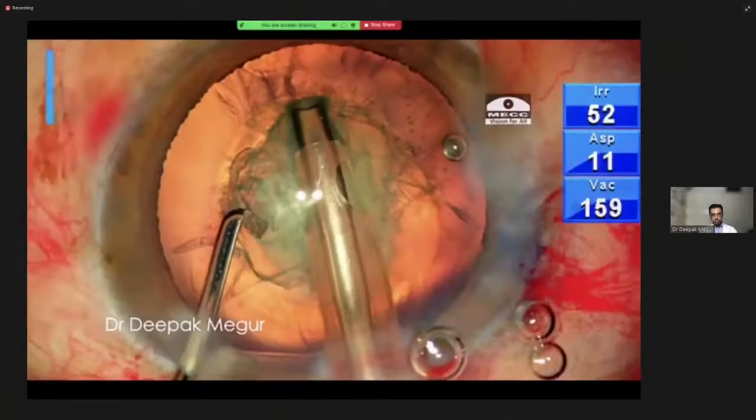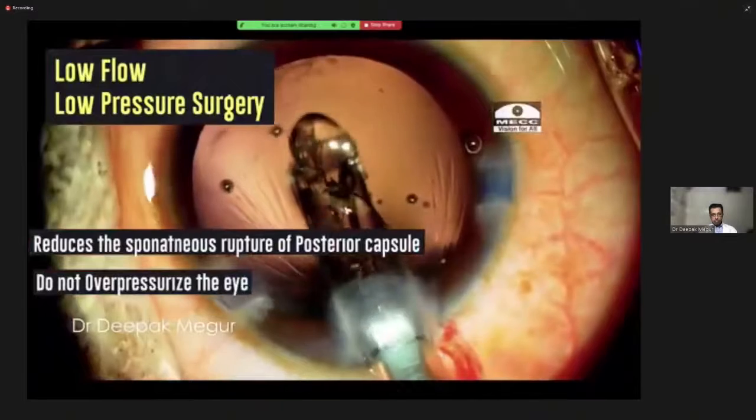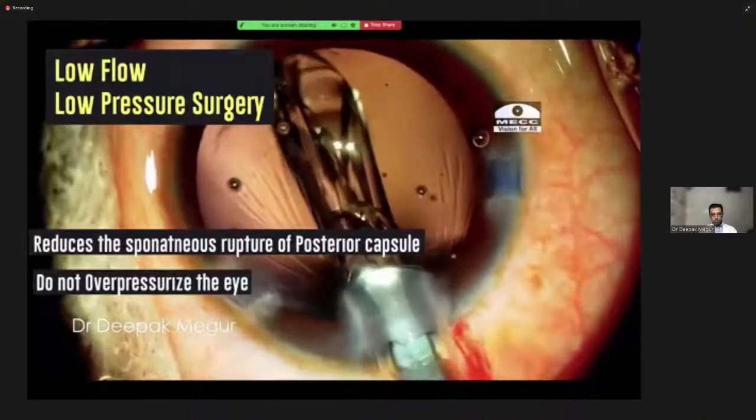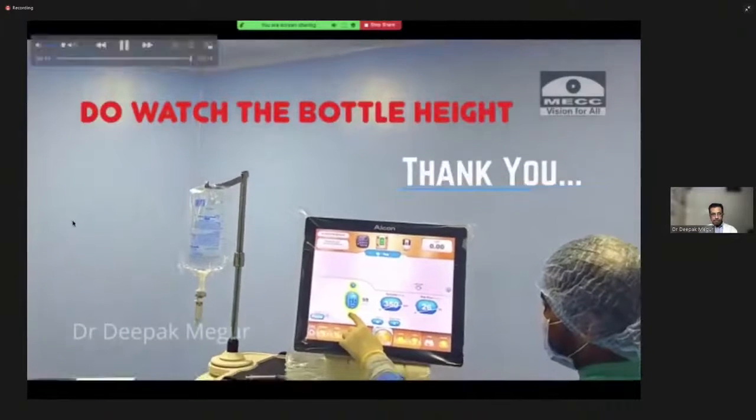To conclude, low flow, low pressure surgery reduces the incidence of spontaneous posterior capsule rupture in these vulnerable eyes. So the next time, please do watch the bottle height. Thank you so much.